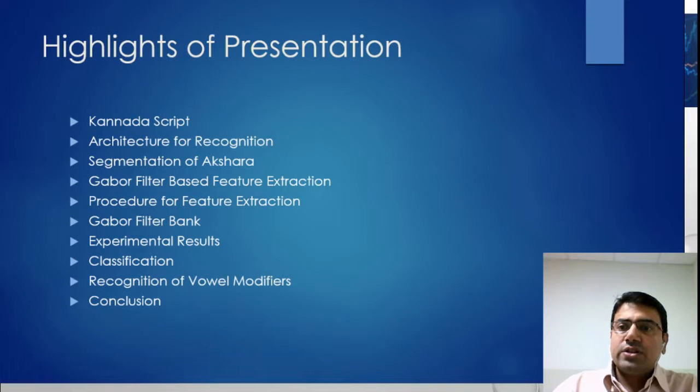There is a detailed discussion on the Kannada script itself, and the architecture for the recognition which is developed in this research work is discussed. Segmentation of Kannada akshara, which posed a lot of challenges during this research work, is further explained. Gabor filter and the related procedure to extract filters for feature extraction are further elaborated. Gabor bank and how to create the Gabor bank are elaborated in the presentation. The experimental result and the conclusion are covered later.